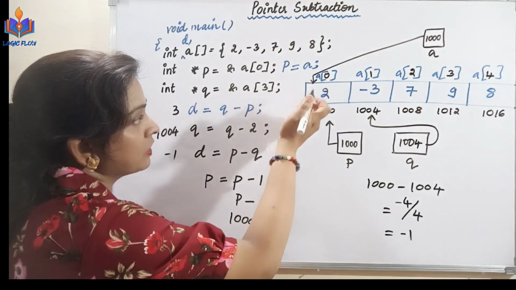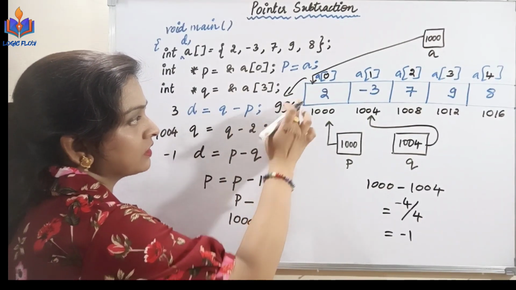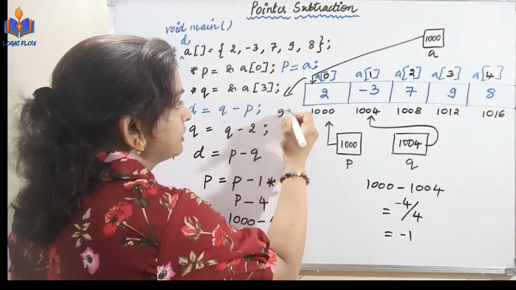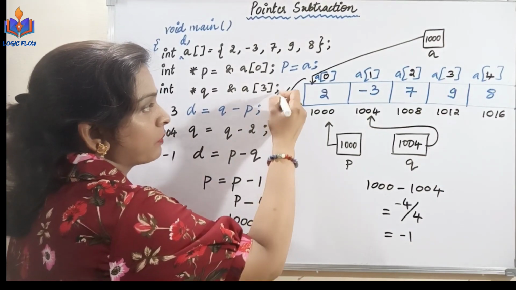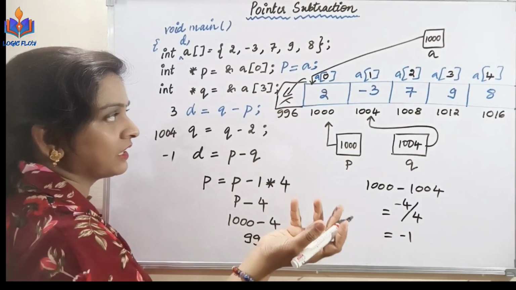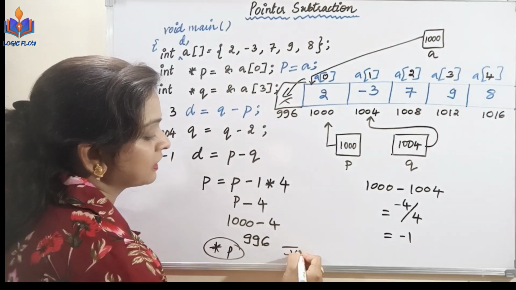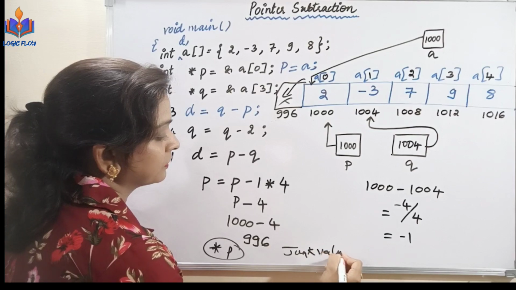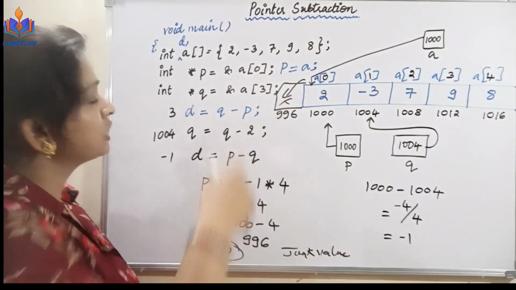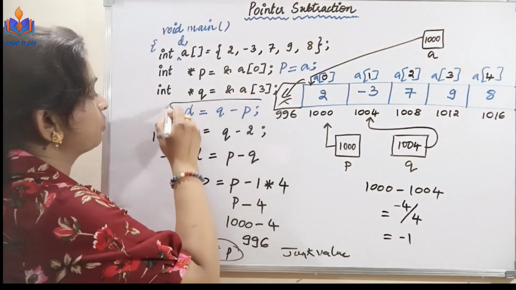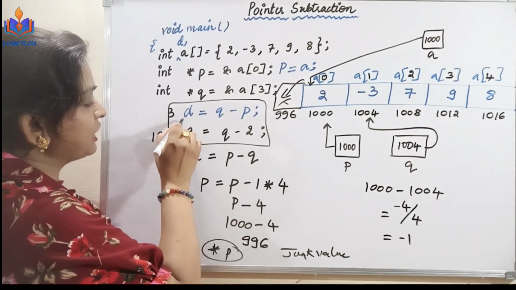it is 996. Here you will obviously have the memory beyond this, but what do we have in this memory? You will have nothing. If you try to print the value in that location, you get a junk value. This is how we do subtraction with pointers. This is what you need to understand: D equal to Q minus P means you are going to get an integer.